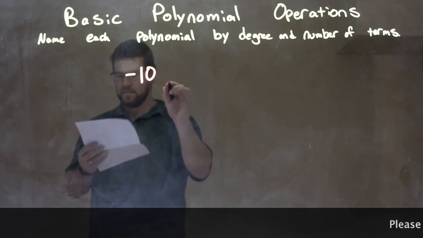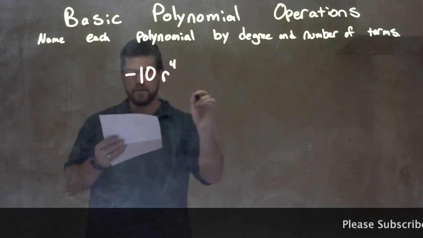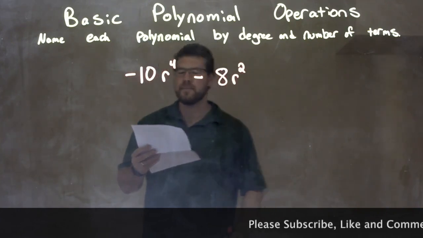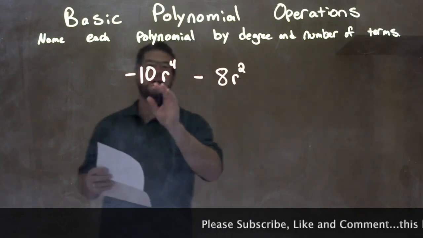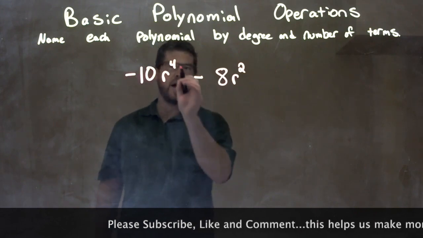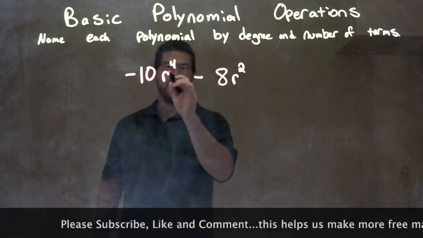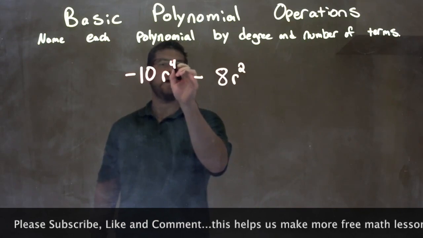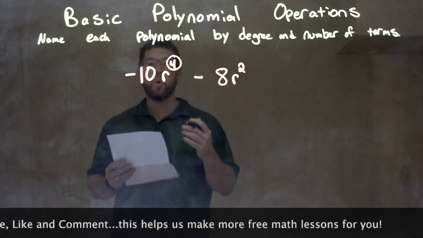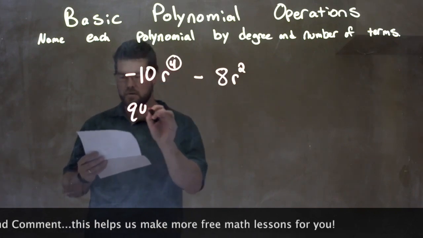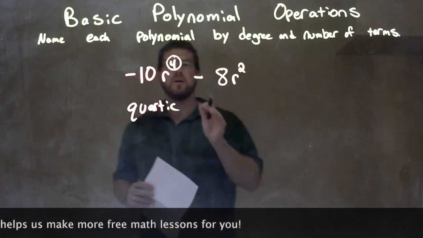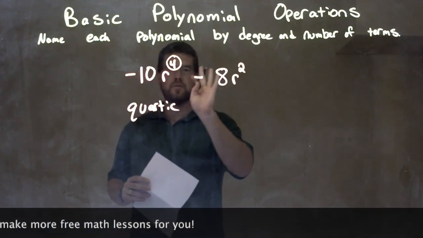Negative 10r to the fourth power minus 8r squared. Our highest degree right here, we see r, the base there, to the fourth power. That's going to be the highest degree. So the fourth power, we call that a quartic, Q-U-A-R-T-I-C. Quartic.